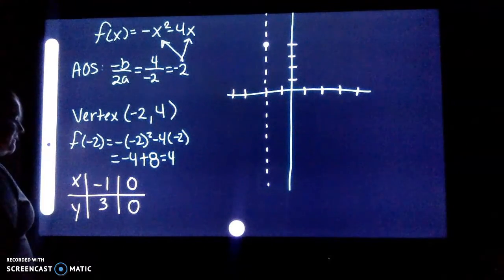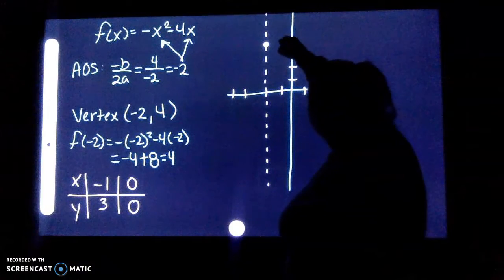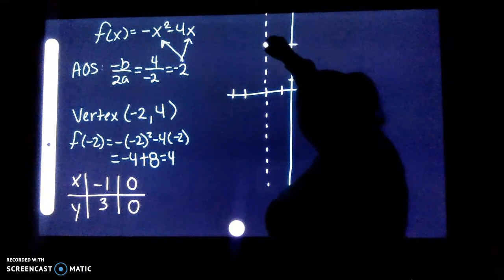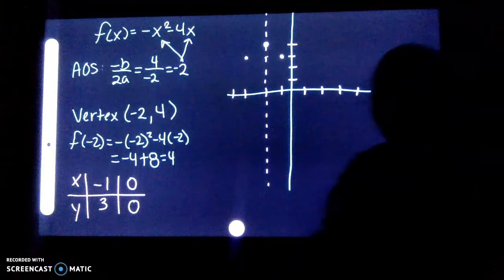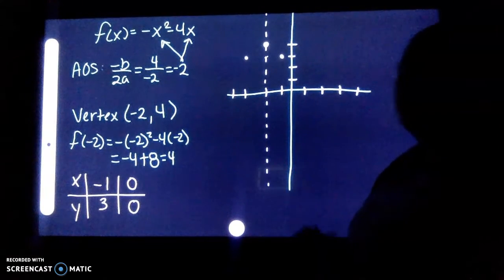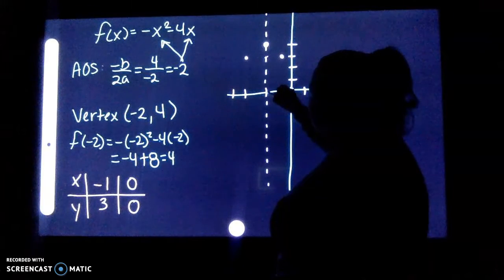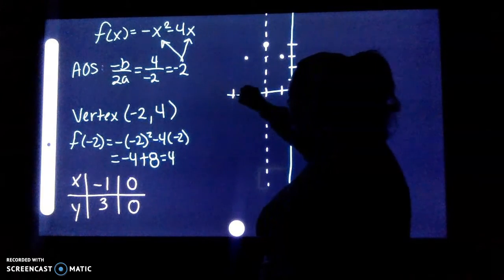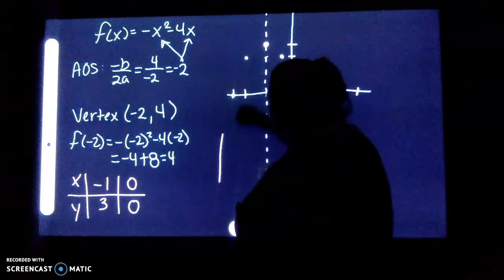I can plot these 2 points and find their matches on the other side. So at -1, I was at 3. So I go to my line of symmetry, and I go 1 step on the other side and find its matching point. Do the same thing with 0, 0. Plot it. Go my 2 steps to the line of symmetry, and go my 2 steps on the other side. I now have 5 points, which I can easily graph.